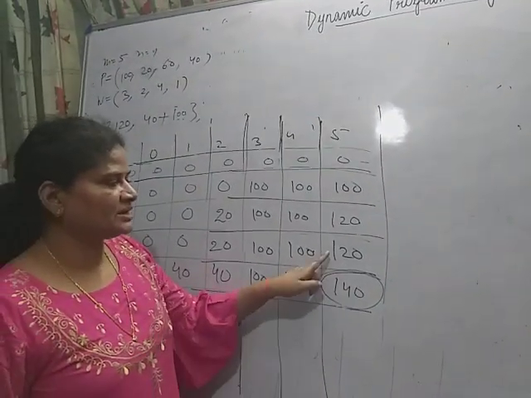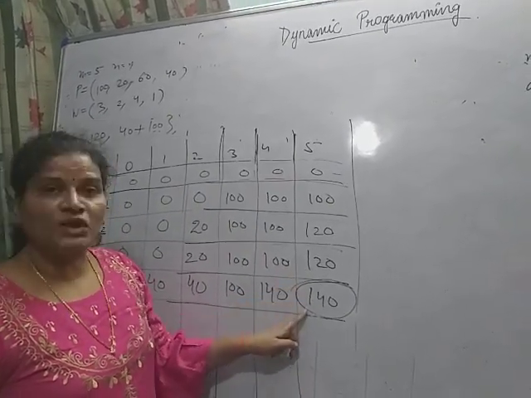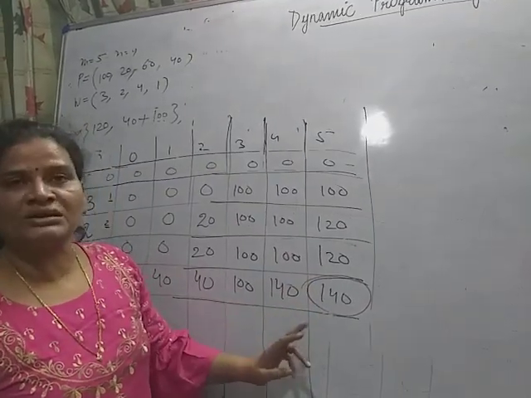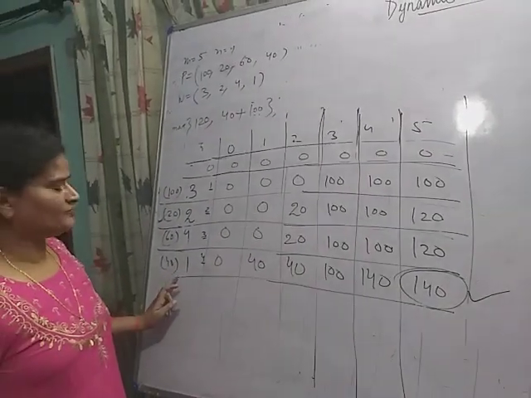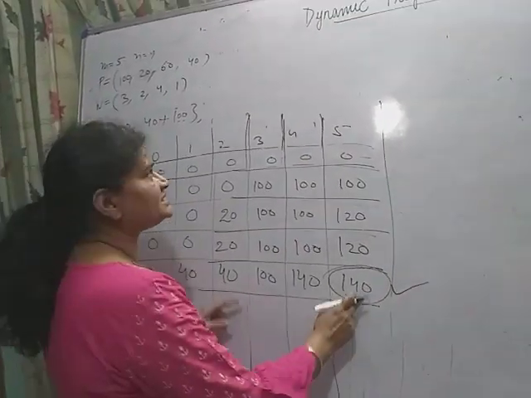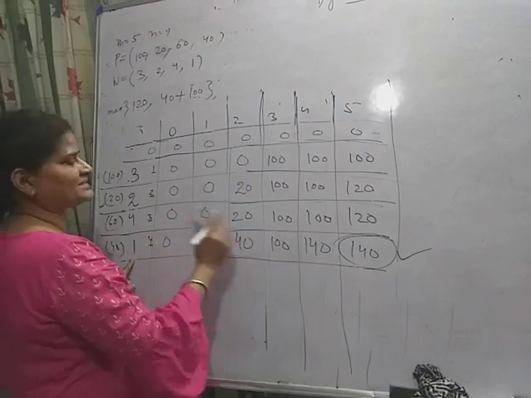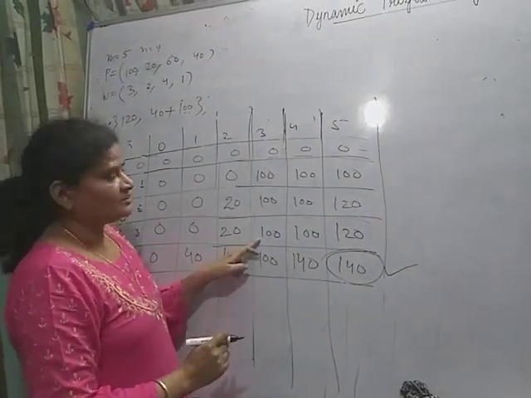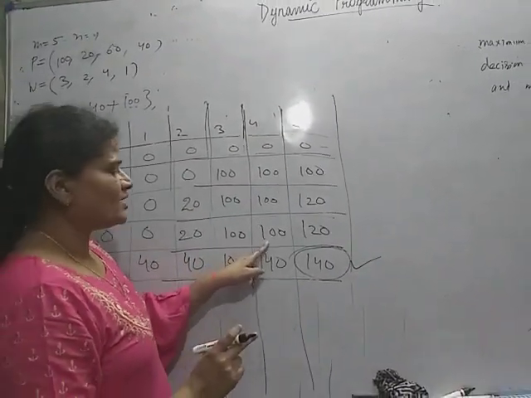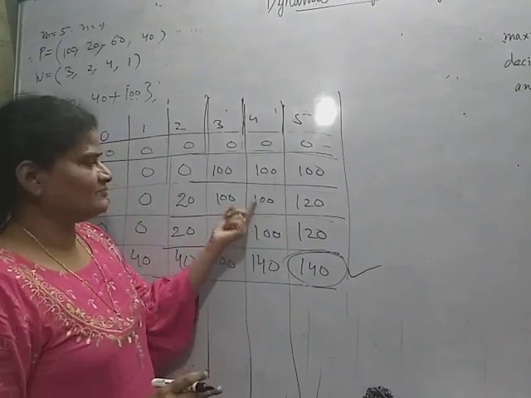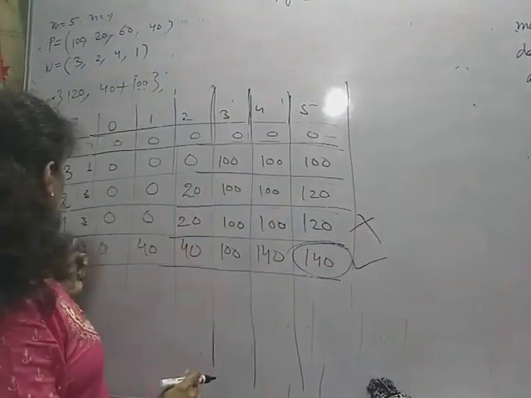So here 140, and check: if it is copied from the previous row, then it is not selected. If it is not the same as the previous entry, then it is marked. So this is marked. It means that the fourth weight is selected. Now here, 5 minus 1, in the previous row, the third row, 5 minus 1 is 4. 4 is 100, and this 100 is the same as the previous entry. So we do not include the third weight.